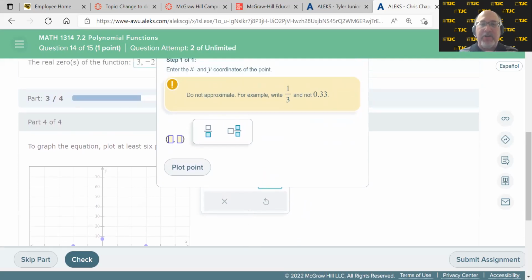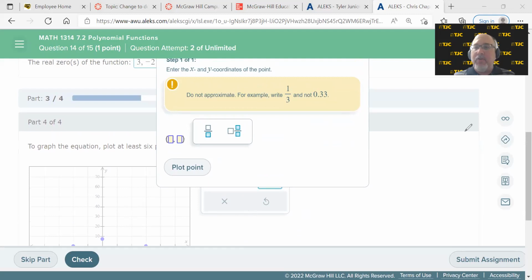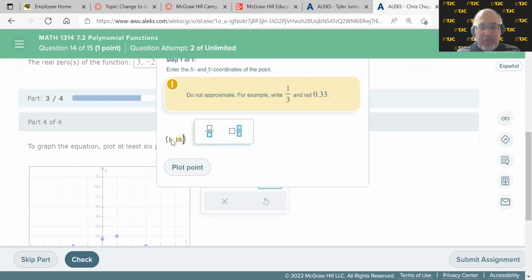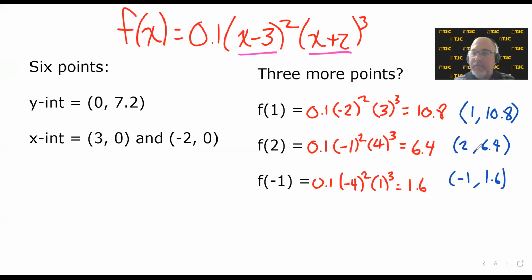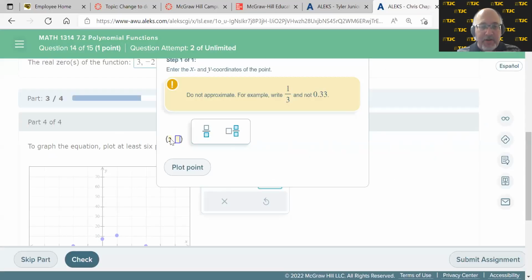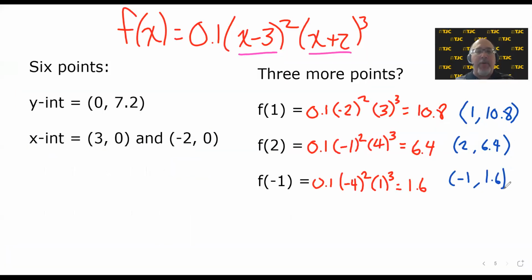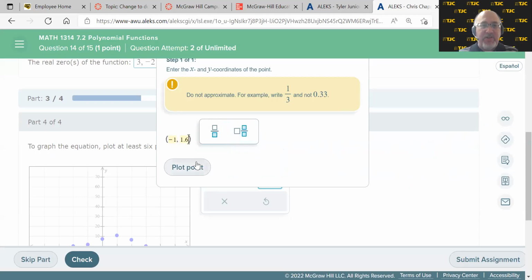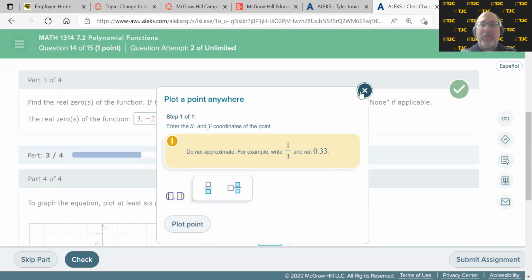Now we need the 3 points that we generated by choosing our own x values. 1, 10.8, that will be our fourth point. 1, 10.8, plot it. And then 2, 6.4. 2, 6.4, and I'm not typing comma, I'm hitting the tab key to take me from the x coordinate to the y coordinate. And then the fifth and final point that we're going to plot, -1, 1.6. -1 tab 1.6 plot, and we can close the plot a point anywhere box.